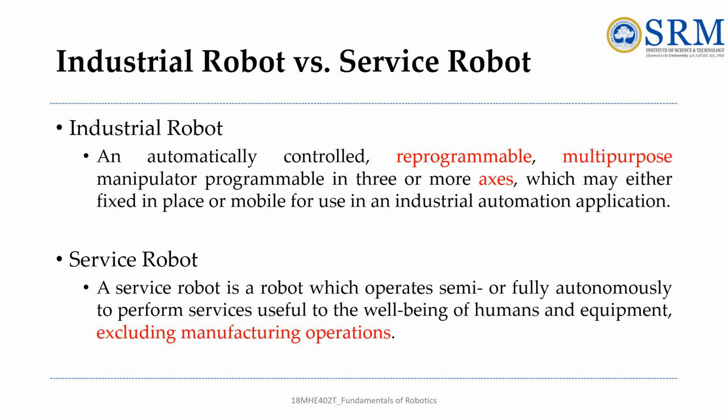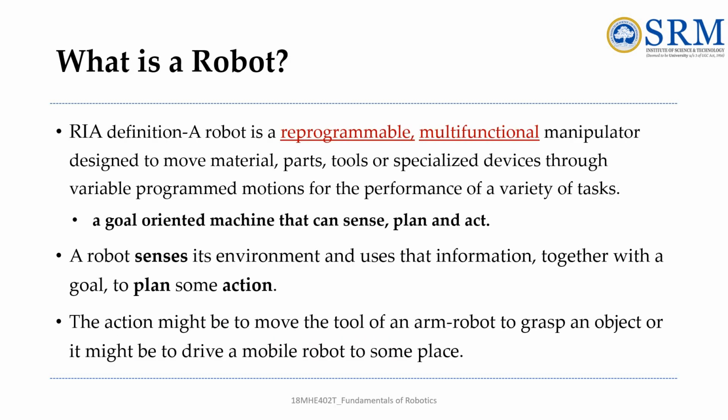Okay. And next is a service robot. So these are like helpful assistants. They can work by themselves or with a little help, and their job is to make our lives better. They do things like cleaning, helping us, or even assisting with medical care, but they don't work in factories. Yeah, so these are service robots.